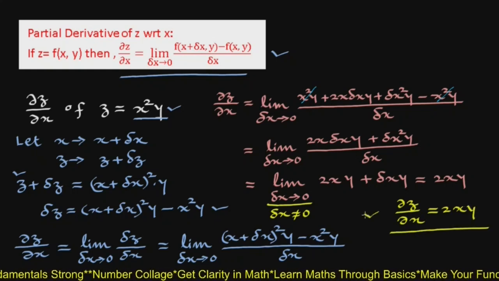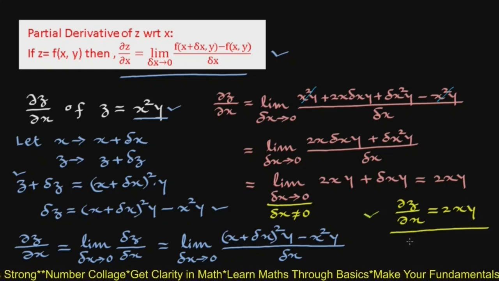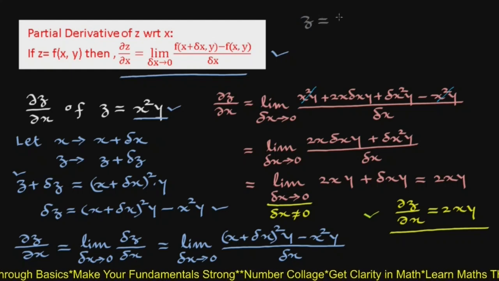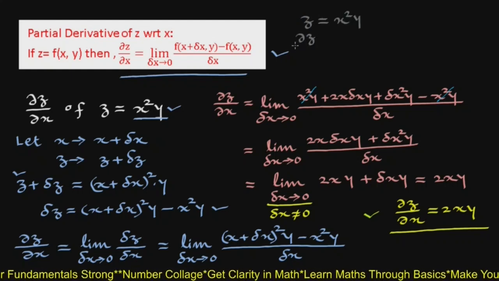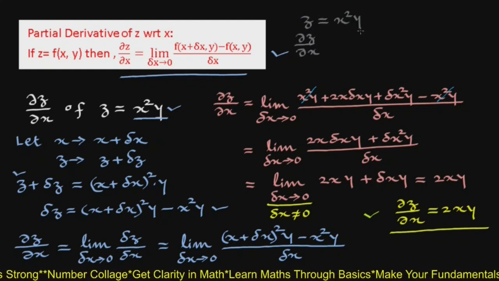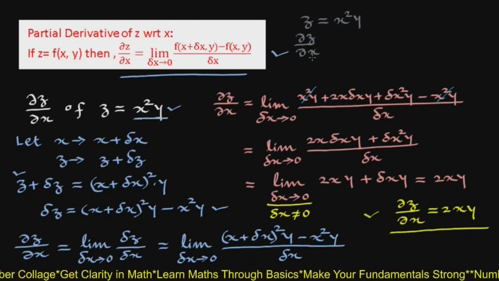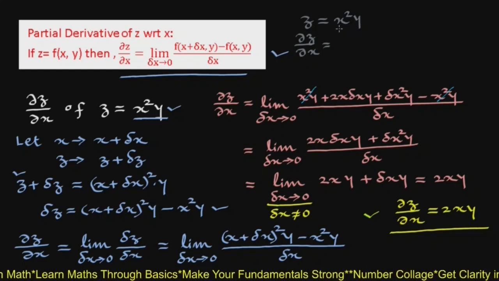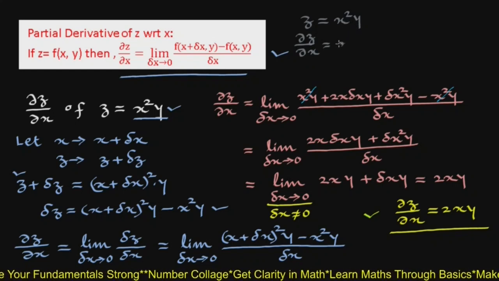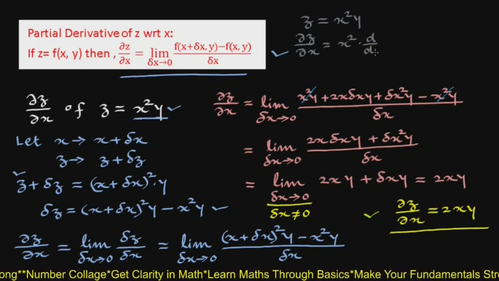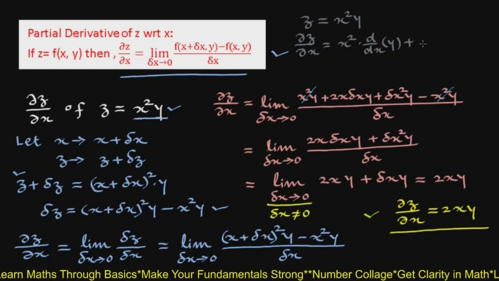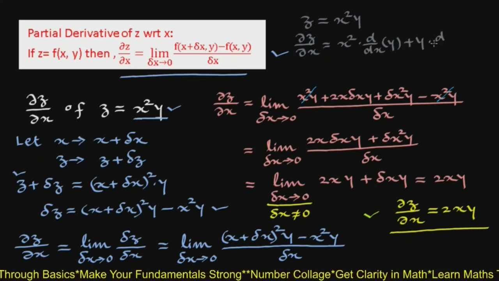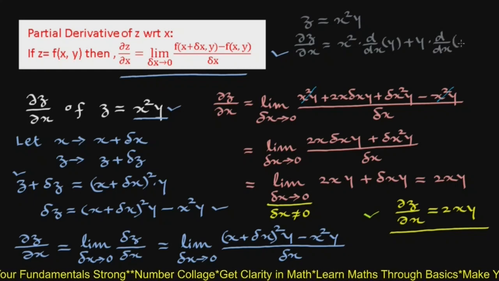We can find this without using the definition also. We have z equals x² y. So ∂z/∂x is the partial derivative of x² y with respect to x. So we will use the product rule accordingly. First function x² into d/dx of y, plus second function y into the derivative of the first, d/dx of x².